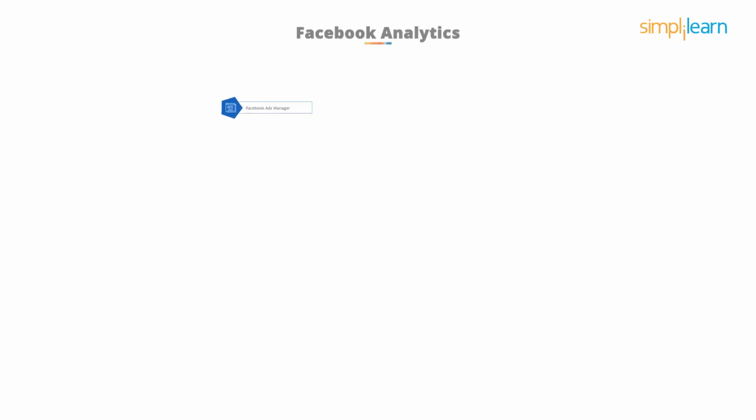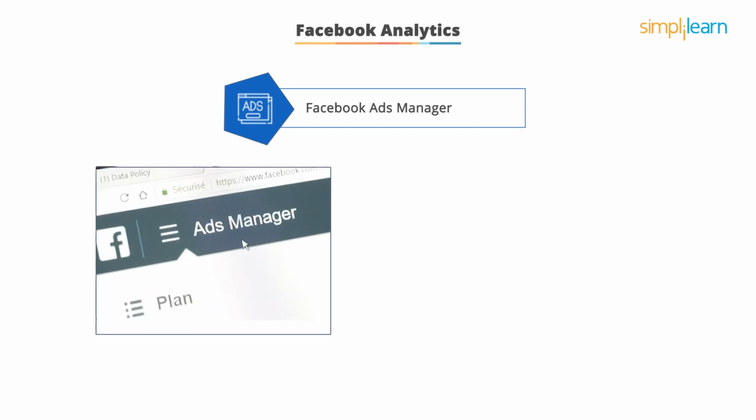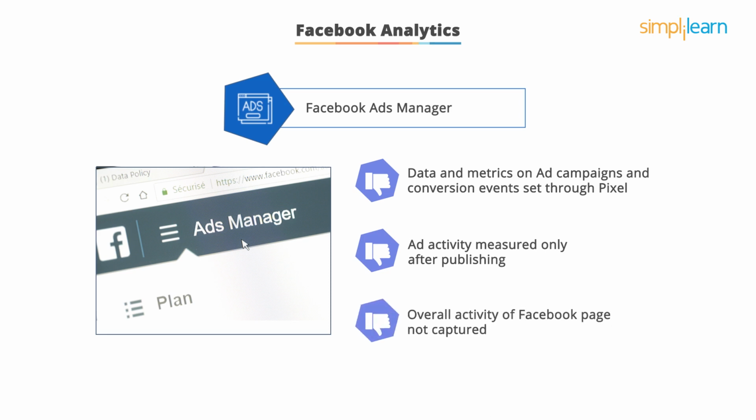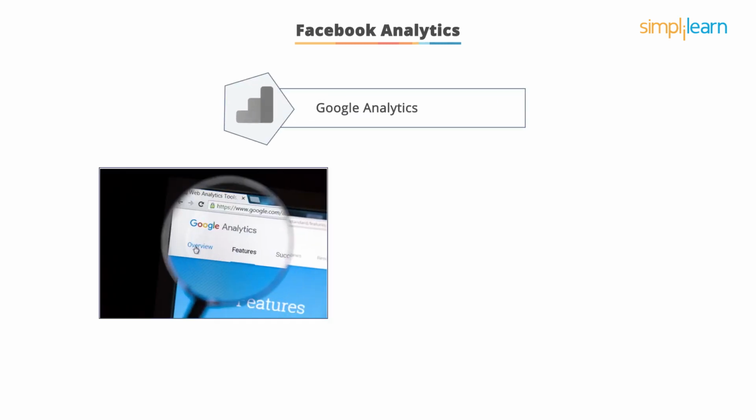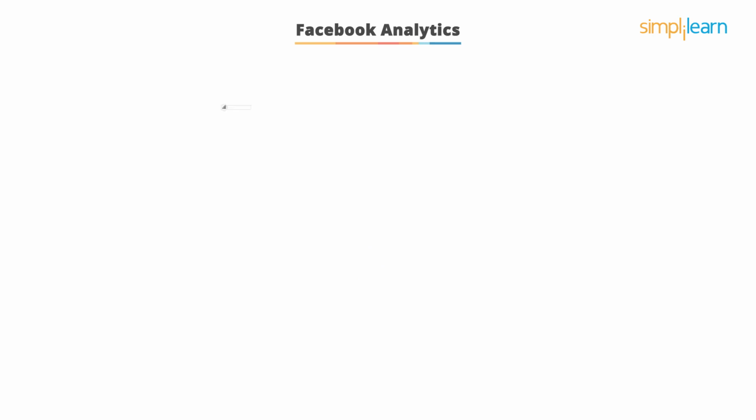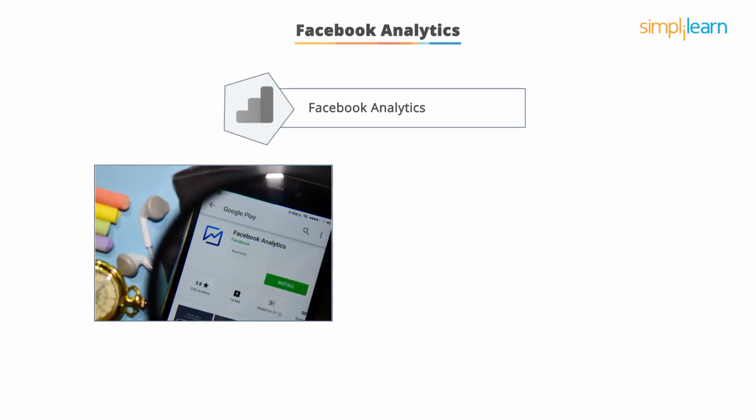Facebook Analytics. There are limitations in the reports you are getting in the Facebook Ads Manager. They are limited to the ad campaigns and the conversion events you've created. It only shows you the results once a campaign has gone live. And it certainly won't give you analytics in relation to your Facebook page or the customer journey. To bypass this problem, many marketers use Google Analytics, particularly for getting insights on the sales funnel and the customer journey. But the problem with Google Analytics is that it doesn't track the Facebook pixel. Facebook has recognized this and introduced Facebook Analytics.